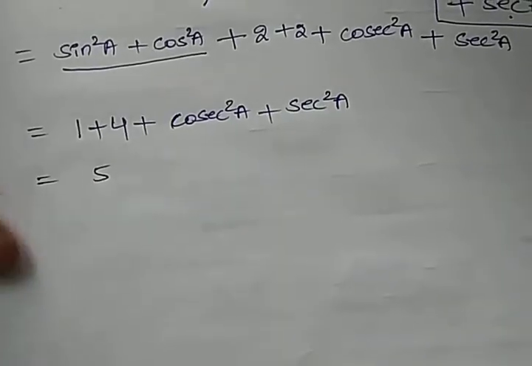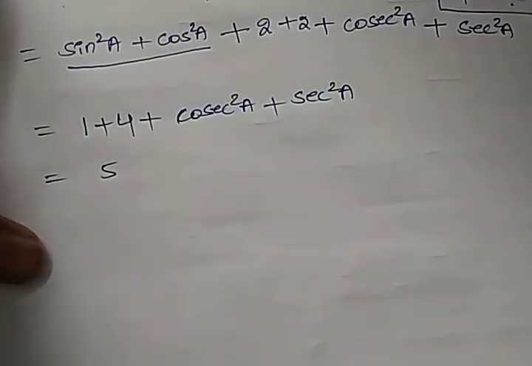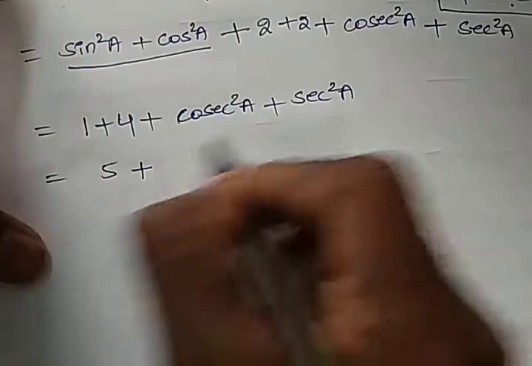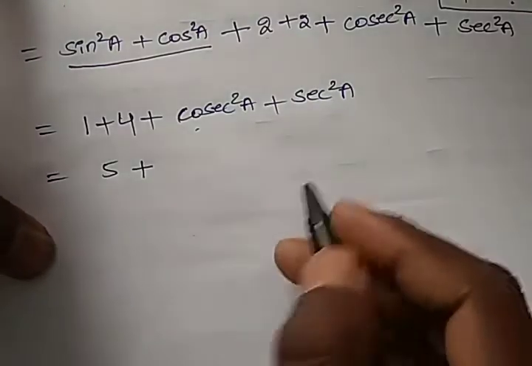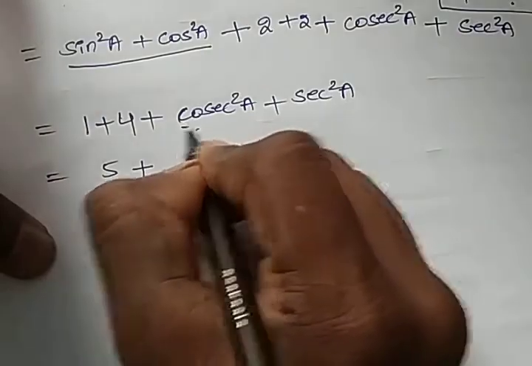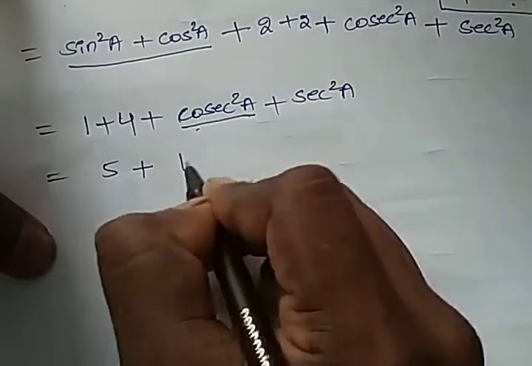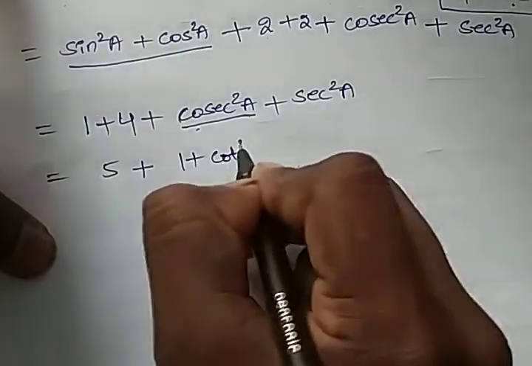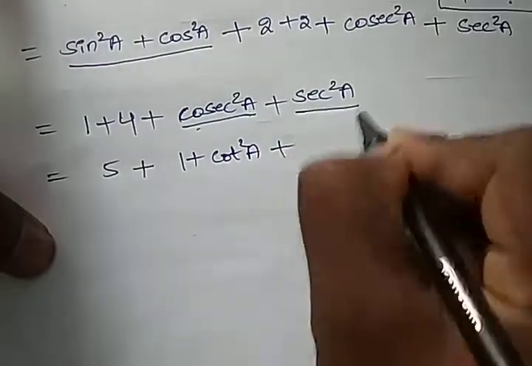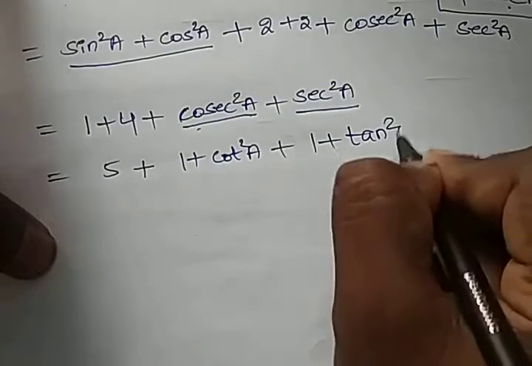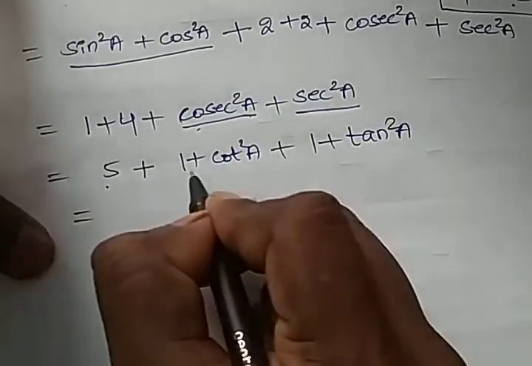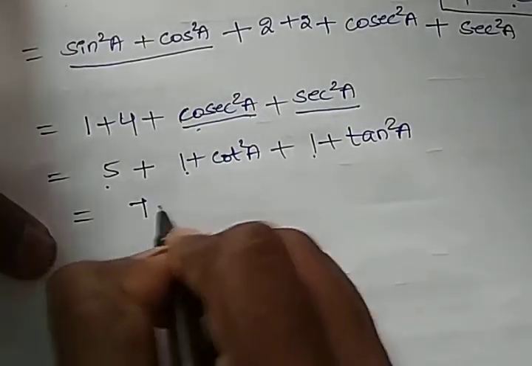Actually the RHS we have to show has 7. We have got 5. Now these are again two identities. 1 plus tan square a is equal to secant square a, 1 plus cot square a is equal to cosecant square a. So here in this place we can write 1 plus cot square a plus secant square a is 1 plus tan square a. So again you can see 5 plus 1 is 6, 6 plus 1 is 7.